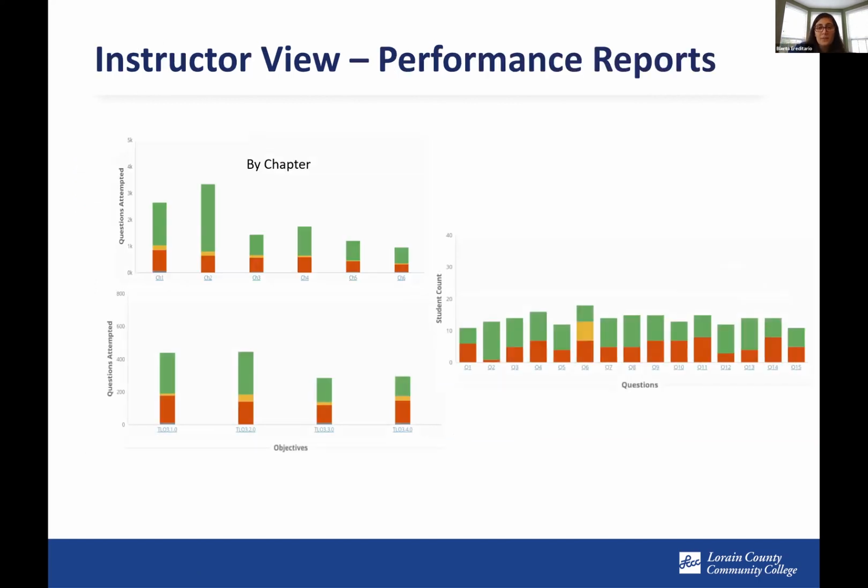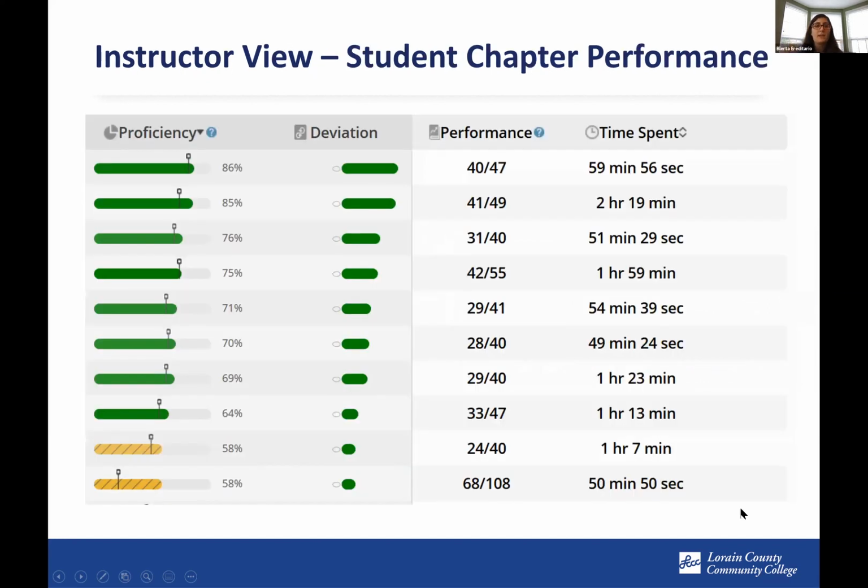Now, how does it look from the instructor view? You can see here that the performance reports are broken down by chapter, by question, and by learning objective. As the instructor, you have the opportunity to look at a particular learning objective where your students haven't performed well, and then say, hey, let's discuss this particular topic one more time to ensure that we're all on the same page. You can also look to see how much time a particular student has spent, and also how many questions the student has completed.